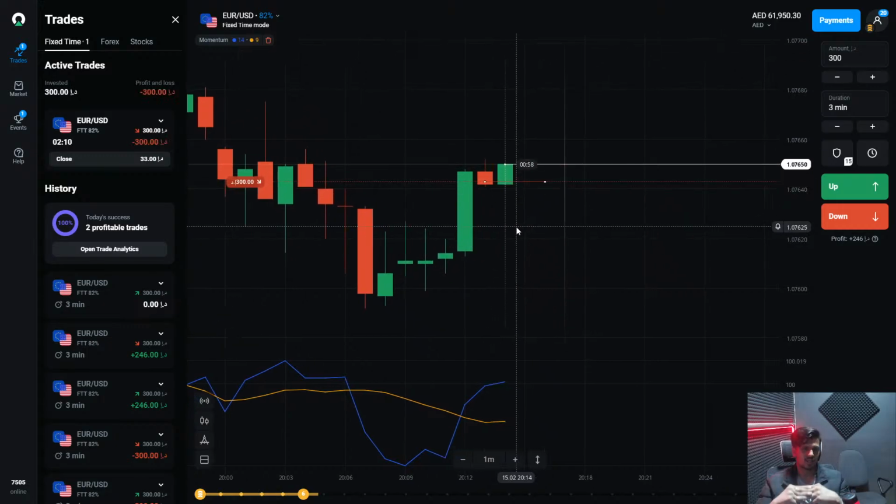It is going upward again. We have 2 minutes remaining. Let's see whether in the 2 minutes it will come back downward, or just move upward. We have to wait.